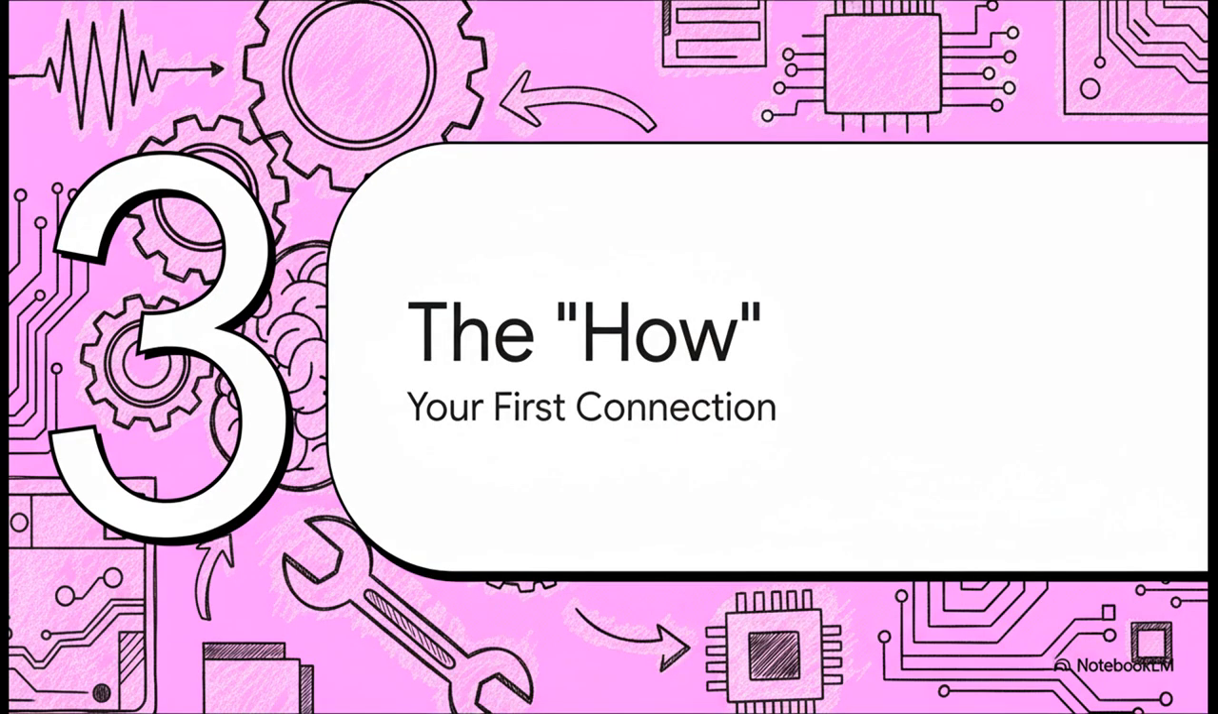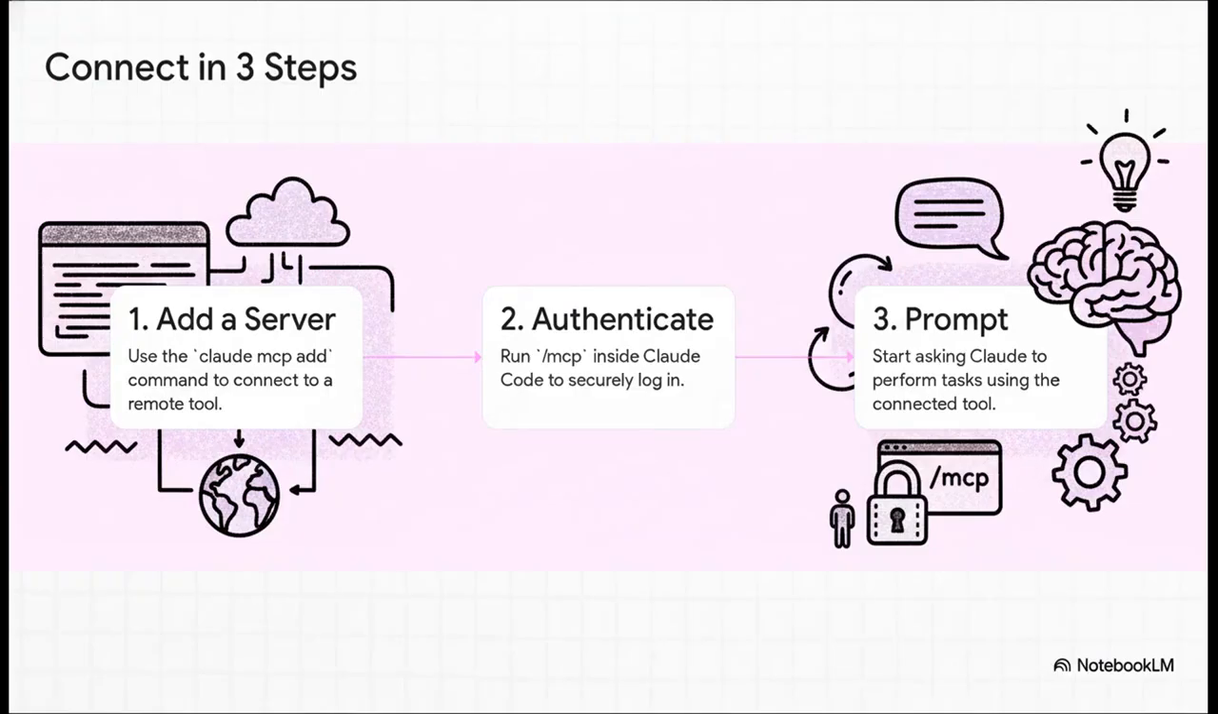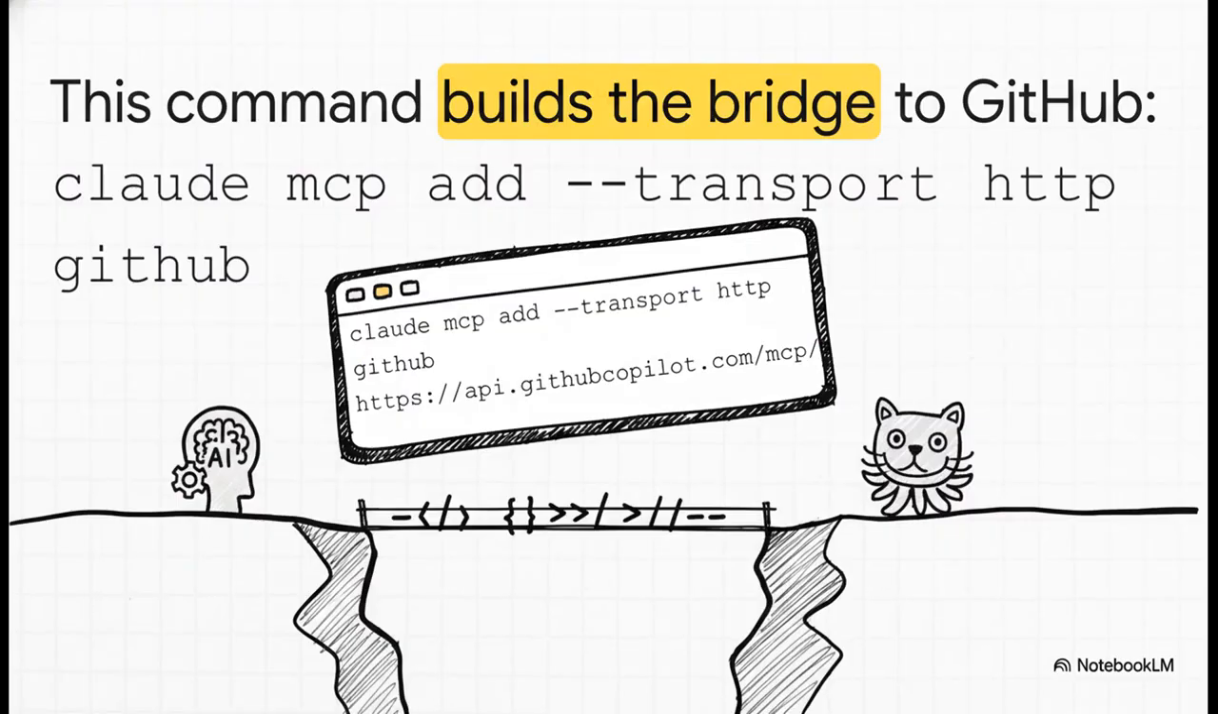Okay, enough theory. Let's get practical and actually do something. We're moving on to the how, and we're going to connect your very first tool. It really just boils down to 3 super simple steps. First, you add the tool from your terminal. We're going to focus on remote servers, because that's the most common and flexible way to do it. Second, you just have to log in inside Claude Code itself with a quick /mcp command. And third, well, you just start prompting. It's really that straightforward.